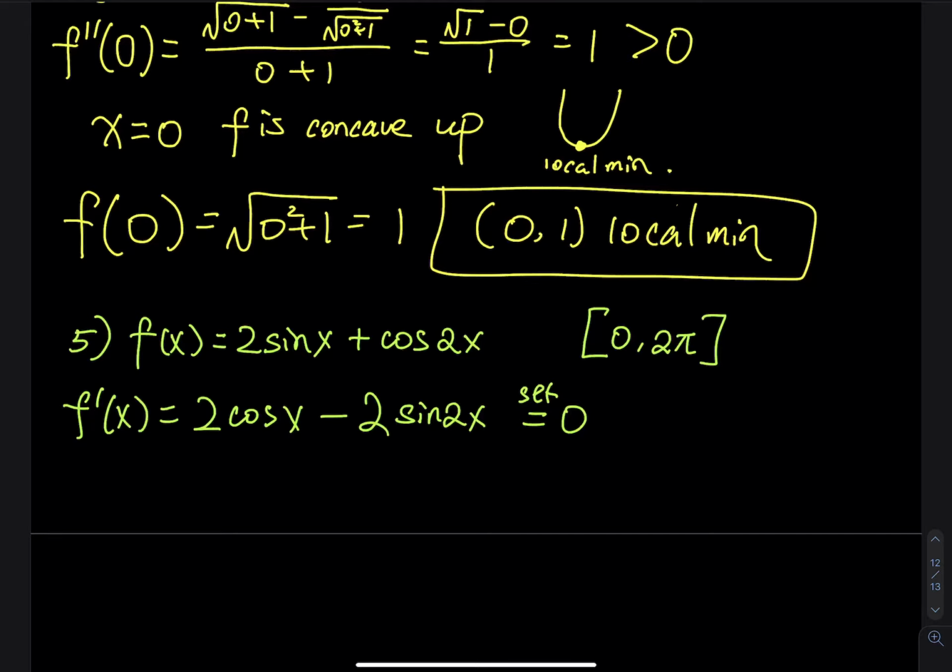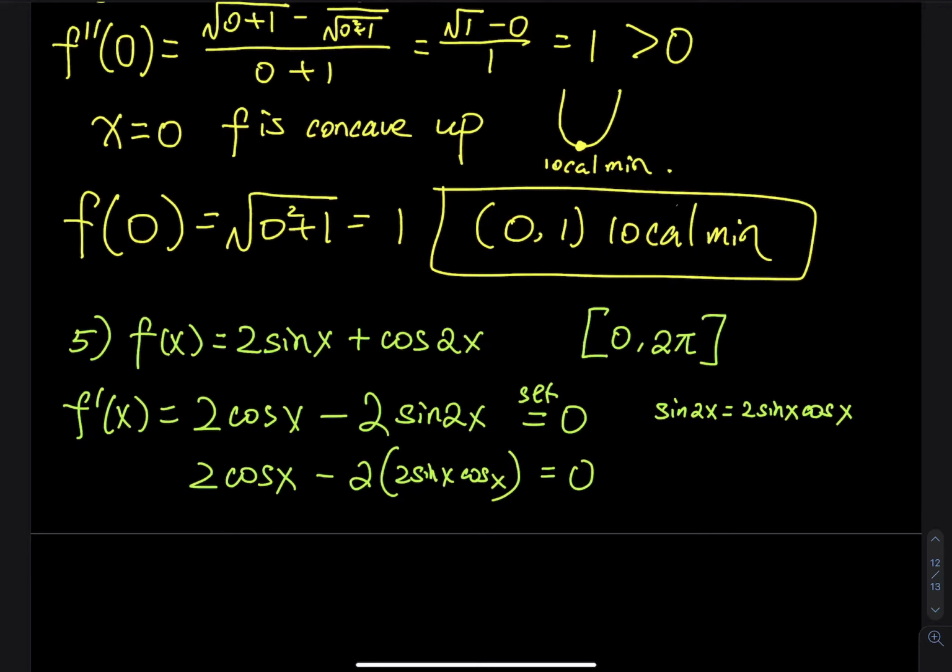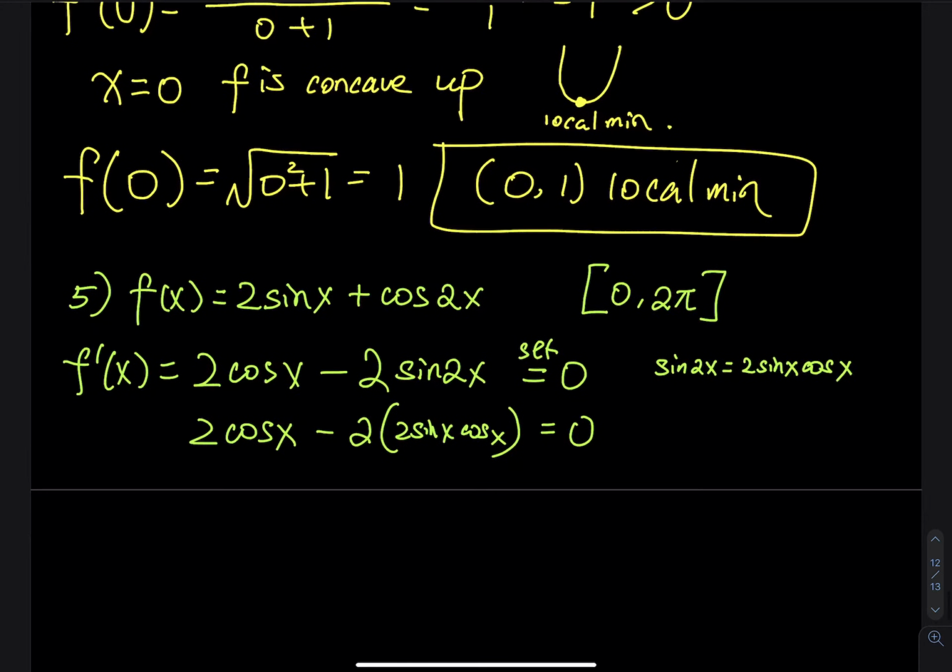That means you have to rewrite sine of 2x using the double angle formula, which equals 2 sine x cosine x. You don't have to look it up, I got it right there for you. So this is 2 cosine x, minus 2 times 2 sine x cosine x equals 0.